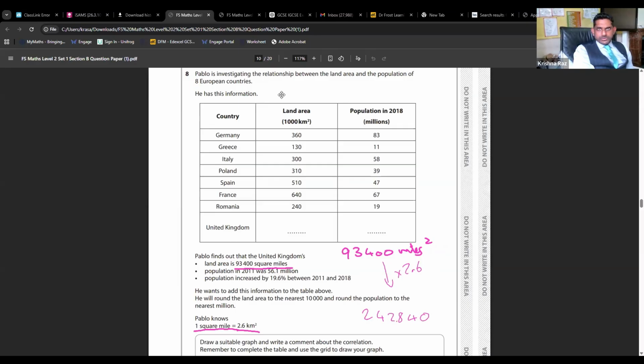which if we fill that in there, that is kilometers squared, but that's in 1,000 kilometers. So we divide the answer by 1,000, so we could have 242.8 or 240 or 243. Yeah, so it says that he's rounding to the nearest 10,000, and that's why the final answer we select is 240.